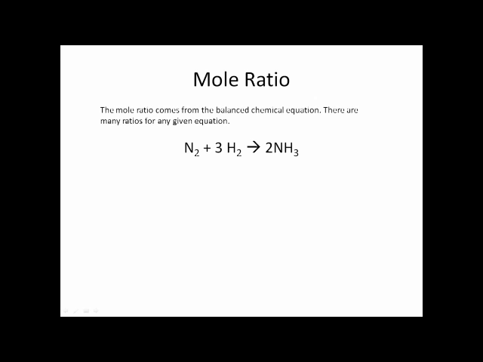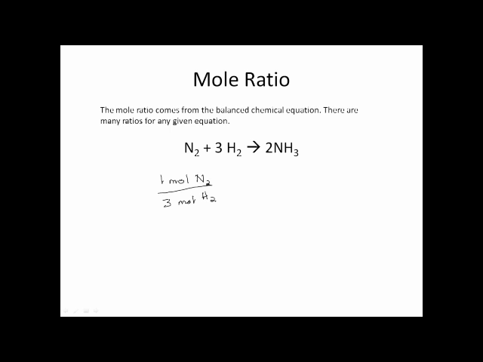Once again, the coefficients here, remember there's an implied 1 for N2, and of course 3 for H2, and 2 for NH3. So we have many different mole ratios. We can say that 1 mole of N2 will react with 3 moles of H2. This is simply the ratio of nitrogen to hydrogen in this chemical reaction.